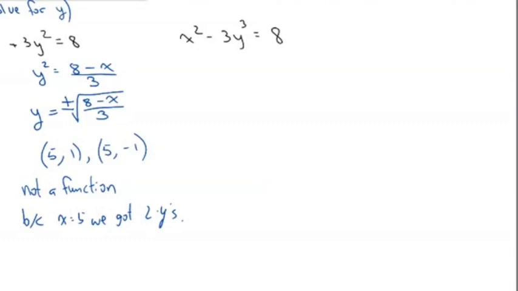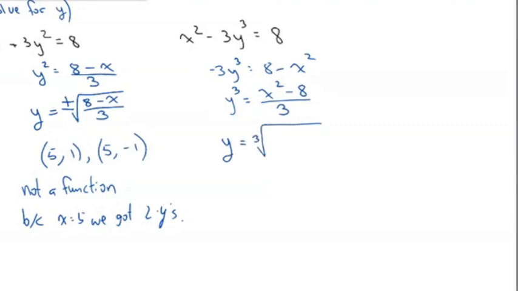I would take these two and flip their positions. That would be minus and positive. It would be x squared. But that's just a shortcut. Most people would take the x squared and move it over and get negative 3y cubed equals 8 minus x squared. Then divide by negative 3. When you divide by negative 3, you can take these two and flip them. So you get y cubed is equal to x squared minus 8 all divided by positive 3. And then cube root. So if you cube root both sides, you get this.